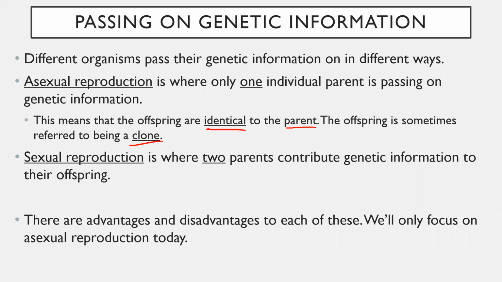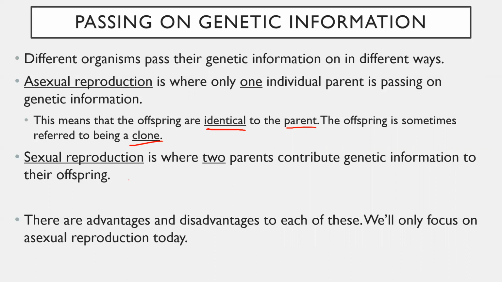Now, sexual reproduction, on the other hand, is where two parents contribute genetic information to their offspring. We're not going to talk about that one today. That's going to be left for tomorrow. Again, even when we talk about it tomorrow, we're not going to go into great detail, don't worry. We're just going to talk about how genes combine and get passed on to an offspring.